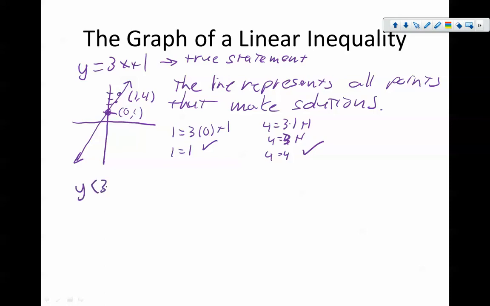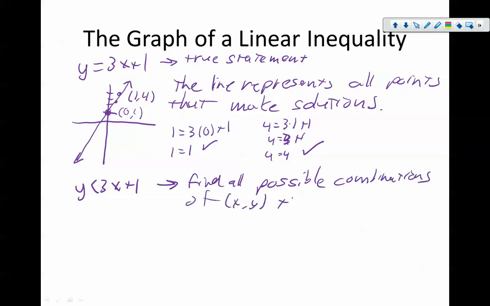When we are graphing a linear inequality, we are looking to do the same thing. We want to find all possible combinations of x, y that make a true statement. Which means that there are significantly more things that make true statements. Because remember, this doesn't have to equal. It doesn't have to be 1 equals 1. It could be, if we're talking about a less than statement here, anything that is less than also works.